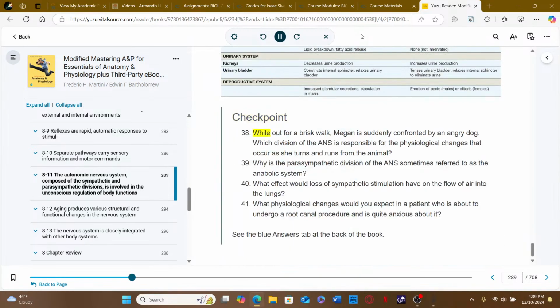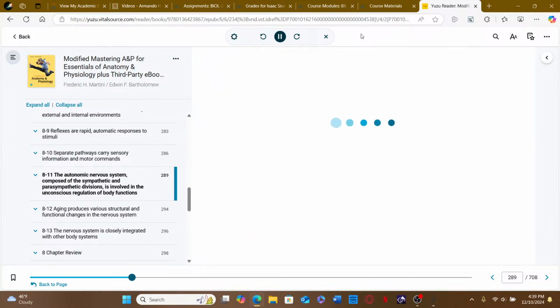Checkpoint. While out for a brisk walk, Megan is suddenly confronted by an angry dog. Which division of the ANS is responsible for the physiological changes that occur as she turns and runs from the animal? Why is the parasympathetic division of the ANS sometimes referred to as the anabolic system? What effect would loss of sympathetic stimulation have on the flow of air into the lungs? What physiological changes would you expect in a patient who is about to undergo a root canal procedure and is quite anxious about it? See the Blue Answers tab at the back of the book.